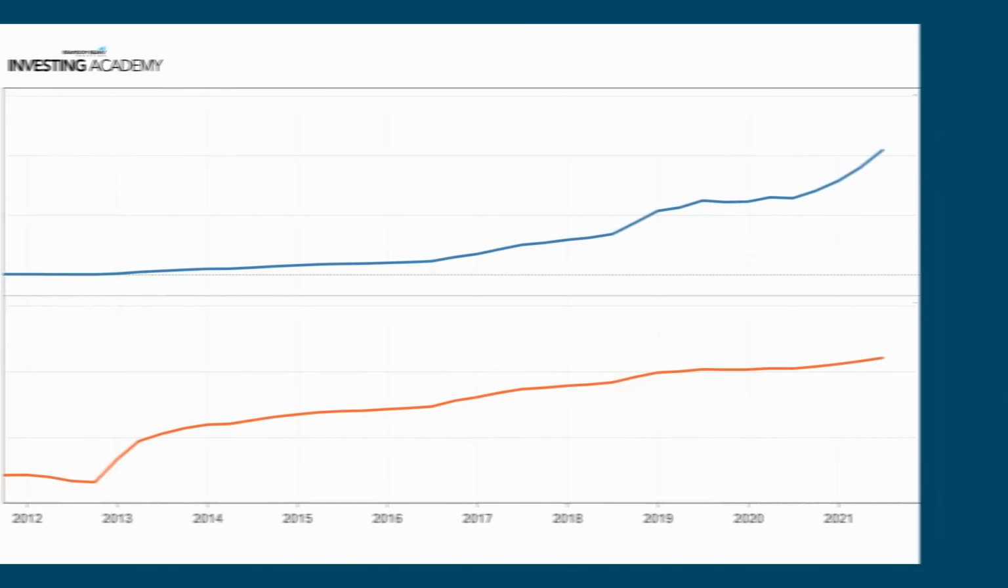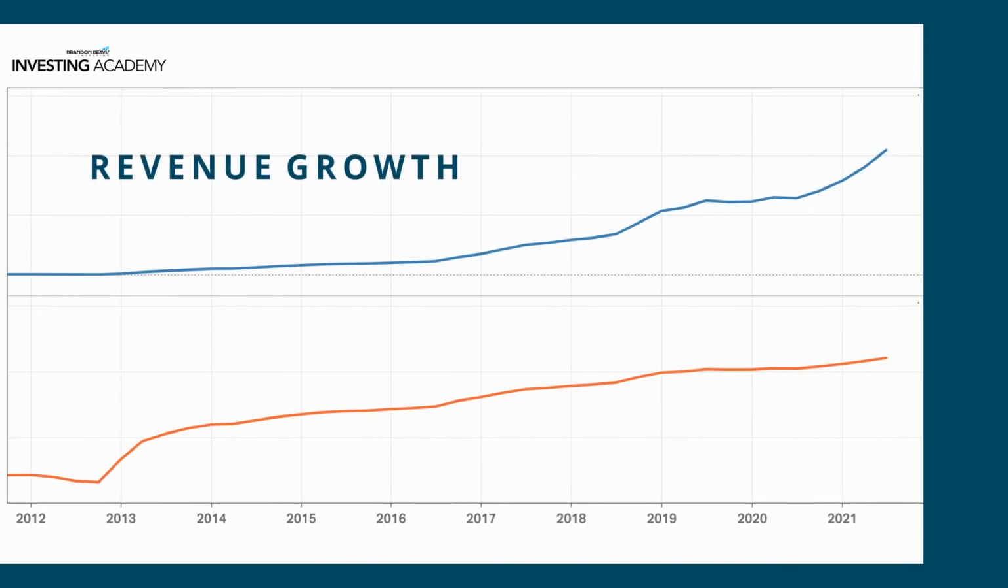Question number 2, you're now looking for revenue growth. Same thing, you have two choices. You have A, the blue line, or B, the orange line. This chart is showing revenue numbers. Which of these options are you going to choose?